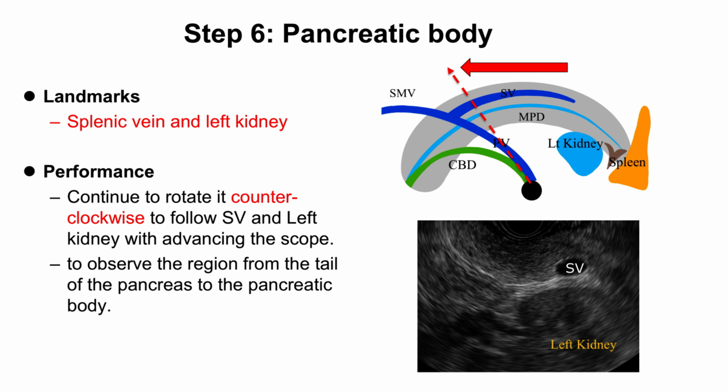The sixth step is to examine the pancreatic body. Here, the main landmarks are the splenic vein and the left kidney. We continue to rotate the scope counterclockwise and advance it while following the splenic vein and the left kidney. This maneuver allows us to scan the region from the pancreatic tail toward the body, using the splenic vein as a key landmark throughout.